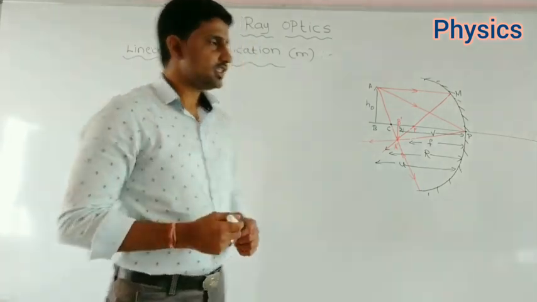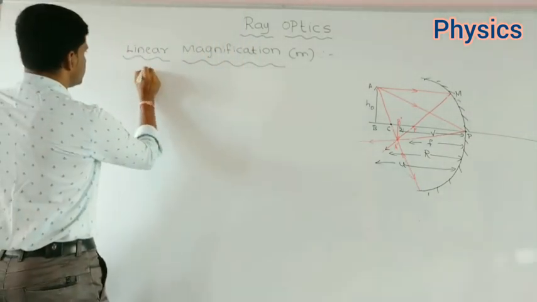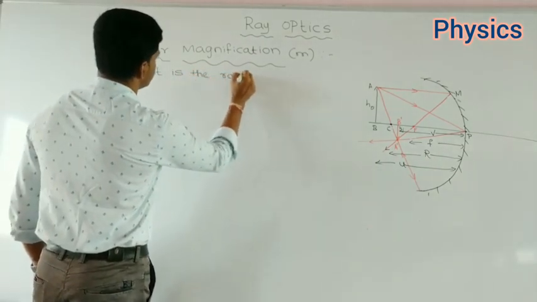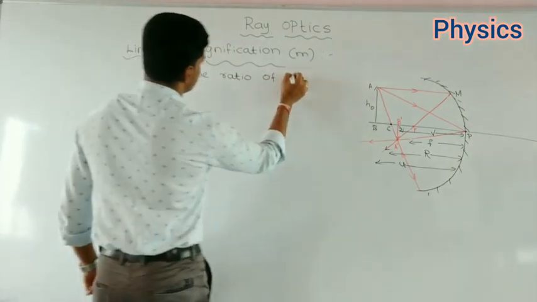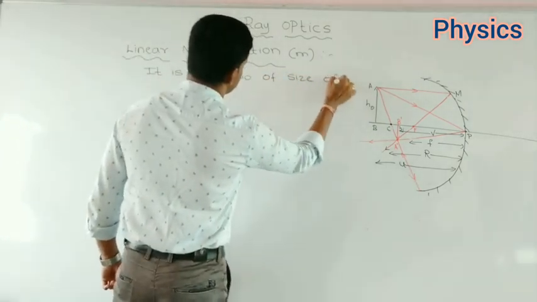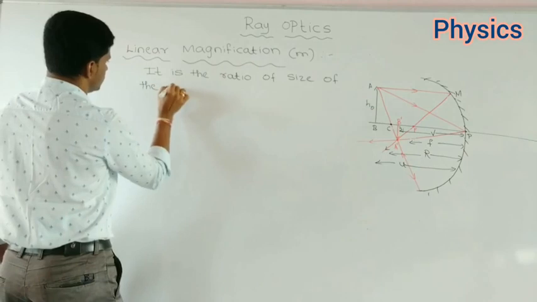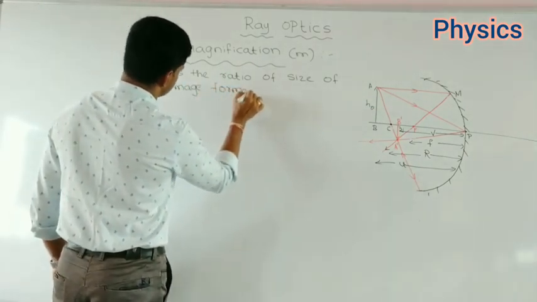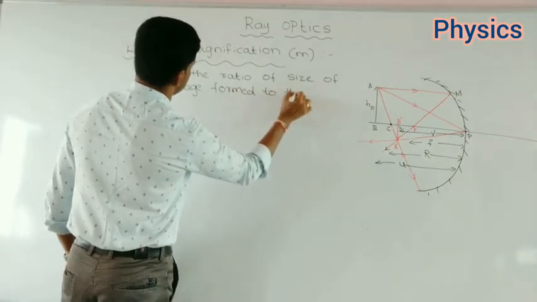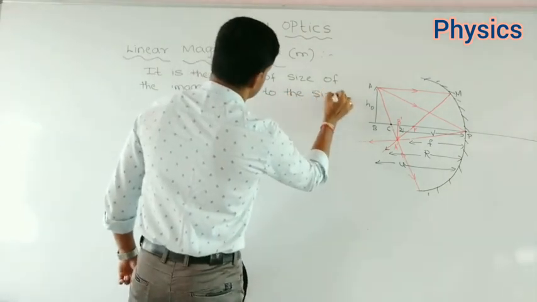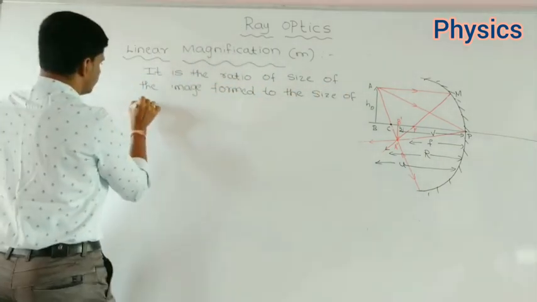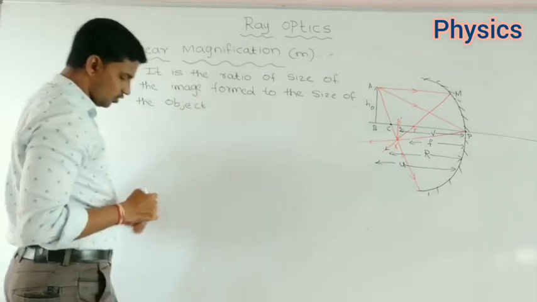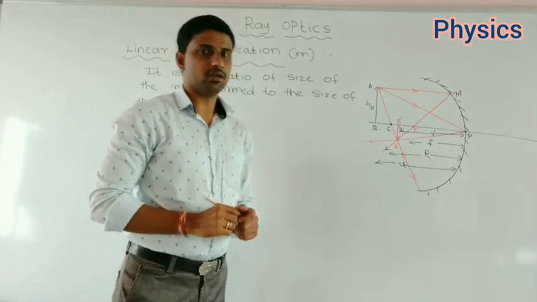So linear magnification is defined as the ratio of the size of the image formed to the size of the object. This ratio is called the magnification of a spherical mirror.